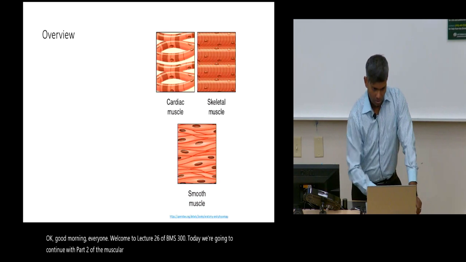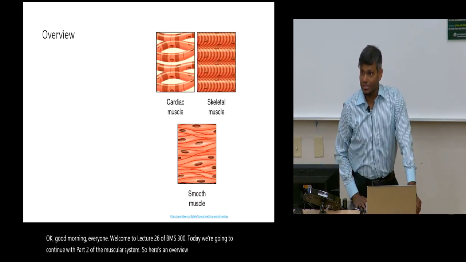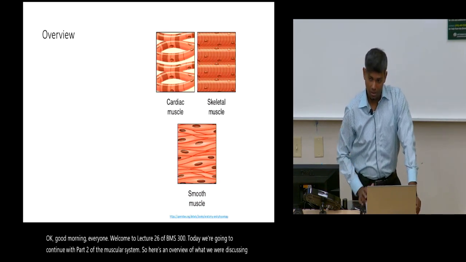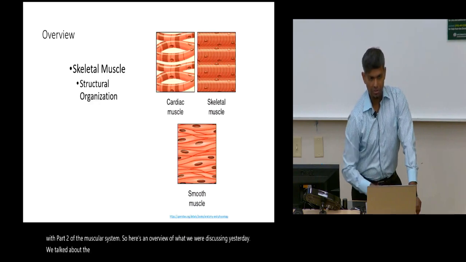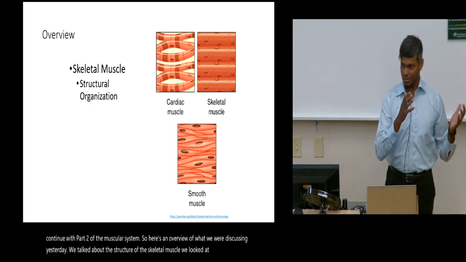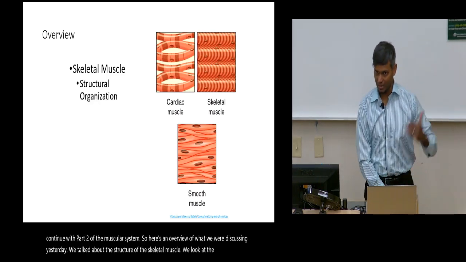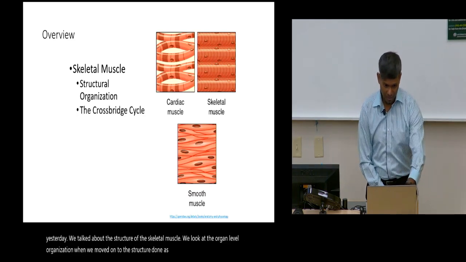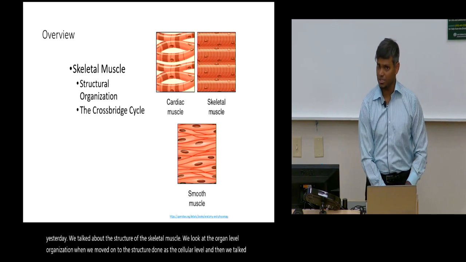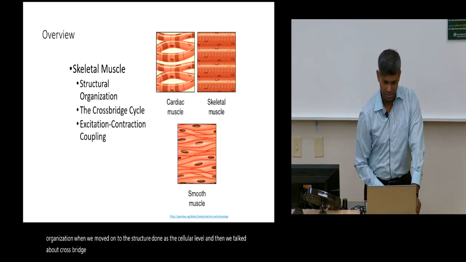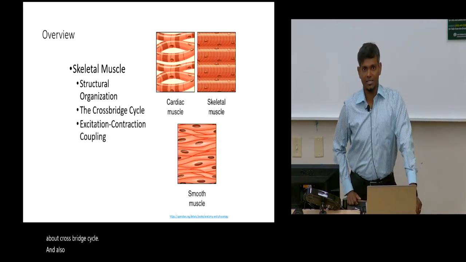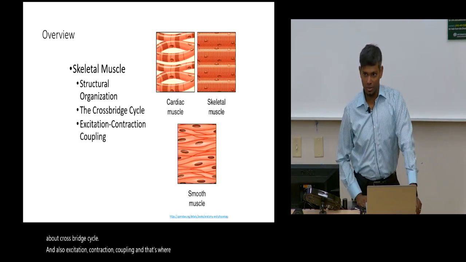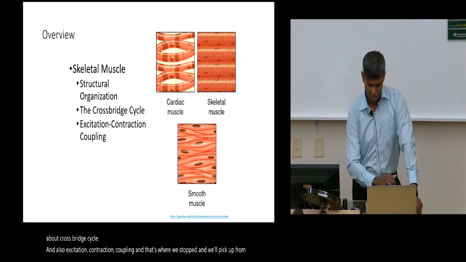Alright, so here's an overview of what we were discussing yesterday. We talked about the structure of the skeletal muscle. We looked at the organ level organization. Then we moved down to the structure at the cellular level. And then we talked about the cross-bridge cycle and also excitation-contraction coupling, and that's where we stopped, and we'll pick up from there and continue our discussion.